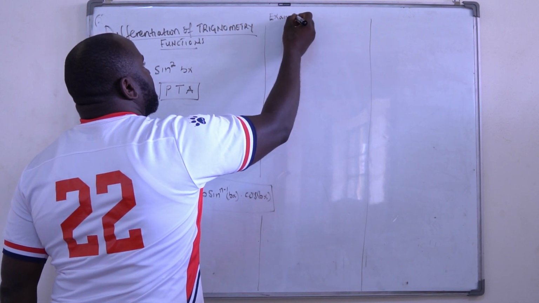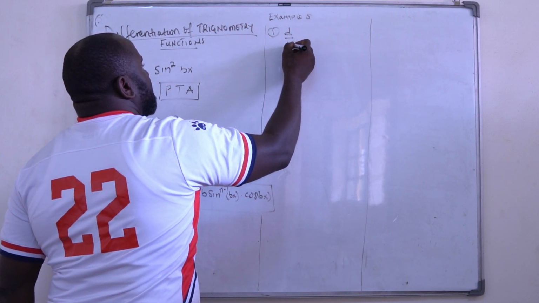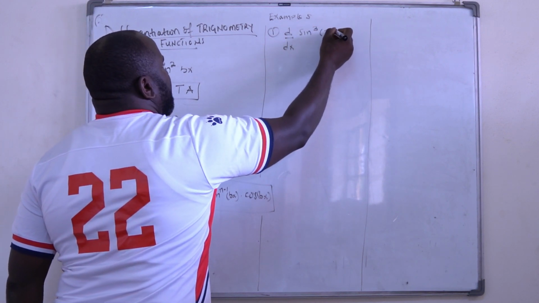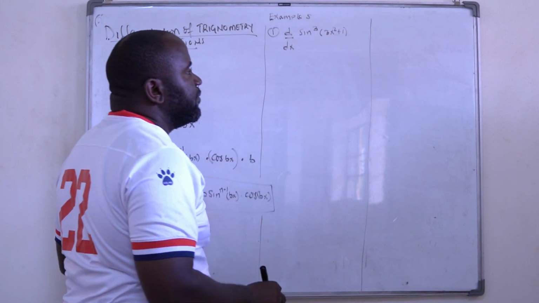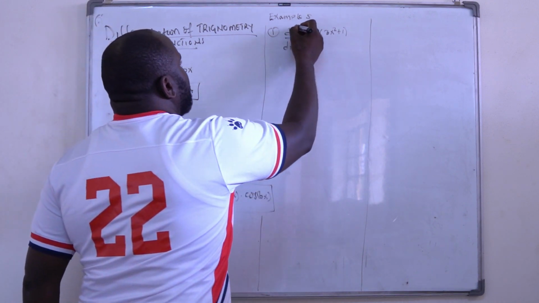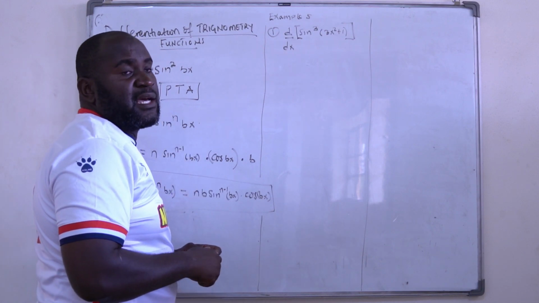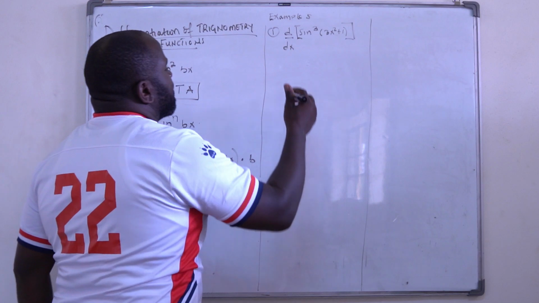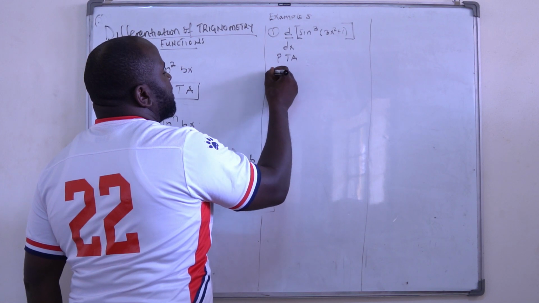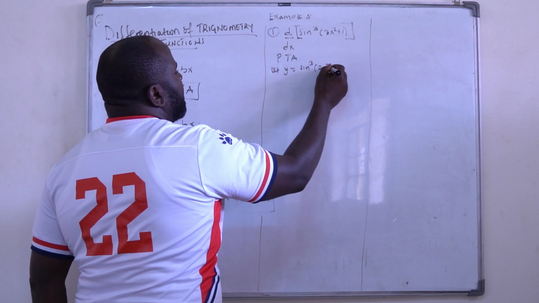Example 1. Differentiate with respect to x sine cubed of 3x squared plus 1. So here we have a trig function we are differentiating. It has a power, it has a trig function, it also has an angle. So borrowing the skill of PTA, I can let y be equal to sine to the cube of 3x squared plus 1.